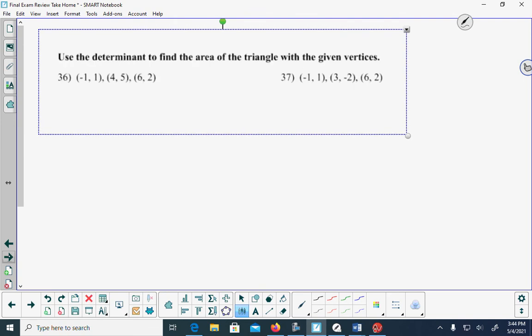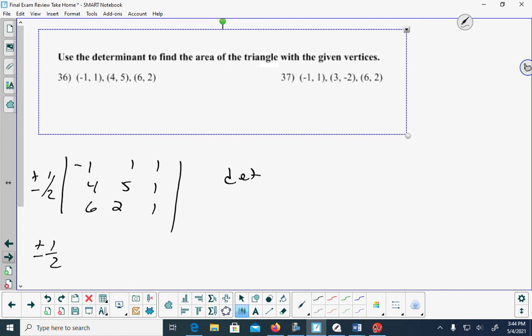Use the determinant to find the area of a triangle. So I'm going to put the points. In order to find the determinant, it has to be a square matrix, so I'm going to fill the last column with 1s. Then I put a plus or minus 1/2 out in front, because the plus or minus tells me that the area of my triangle has to be positive. When I put this in my calculator, I leave this plus or minus 1/2. Remember, it's that DET on my calculator.